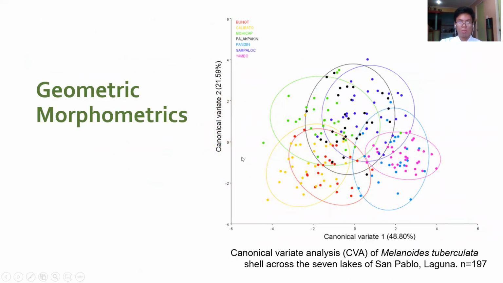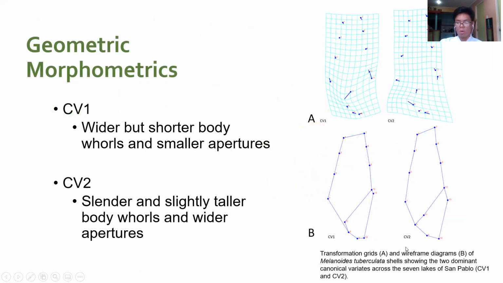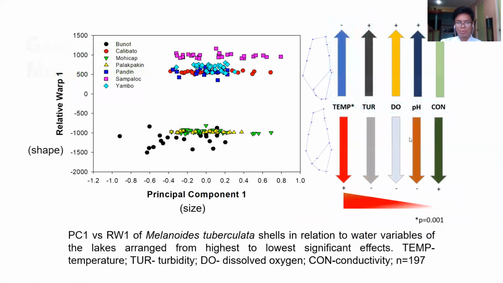Moving on, we now have geometric morphometrics, where we generated a canonical variate analysis graph just to show if there are overlaps. And there are, in fact, a lot of overlaps. But upon generating a transformation of warp grids and morphing diagrams, we actually saw that there was a distinct difference, wherein the shells found in CV1, or canonical variate 1, had wider but shorter body whorls and smaller apertures. And the shells from CV2 had slender and slightly taller body whorls and wider apertures.